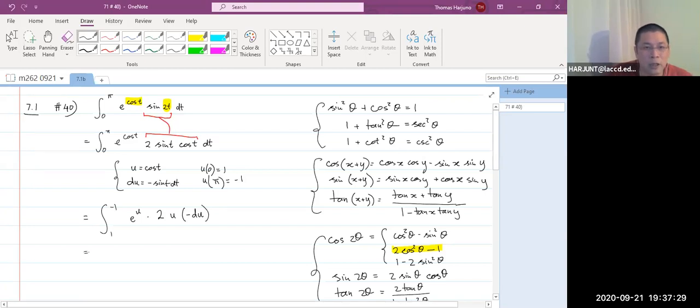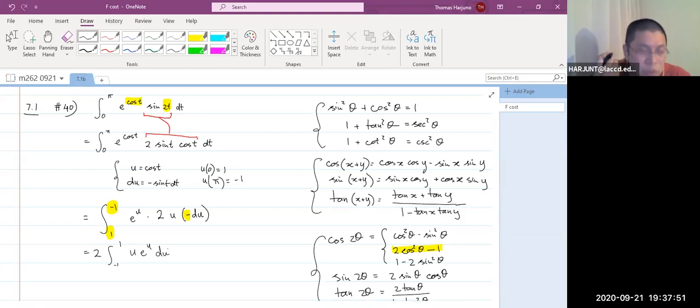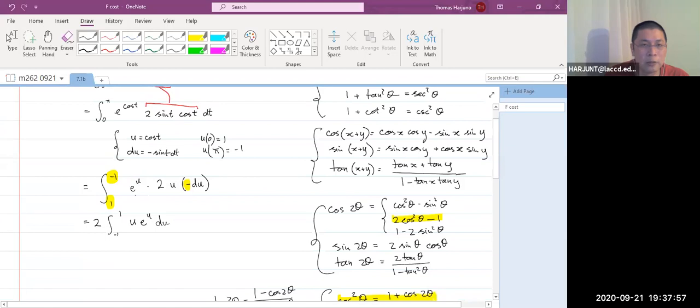Okay, I take the 2 out and I will reverse the limits of integration by absorbing the negative. Integral of u e to the u du. So you see, so far I don't do any integration. I just do modification, substitution and simplifying. Then from here, I do my integration by tabular method.